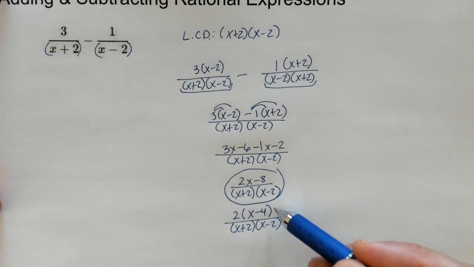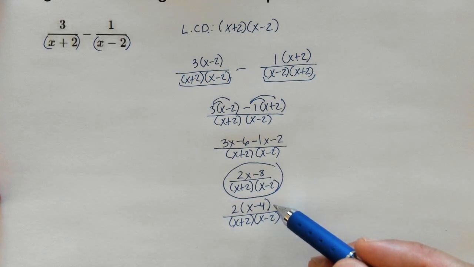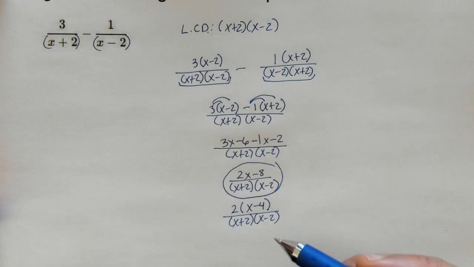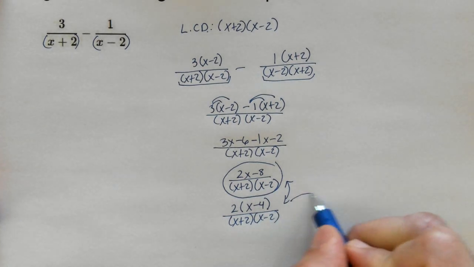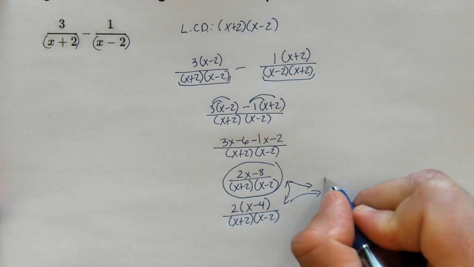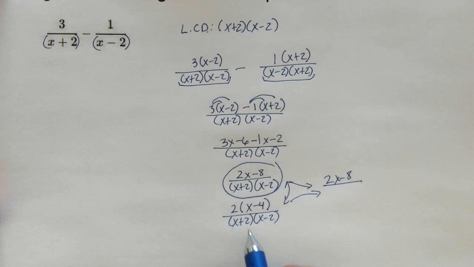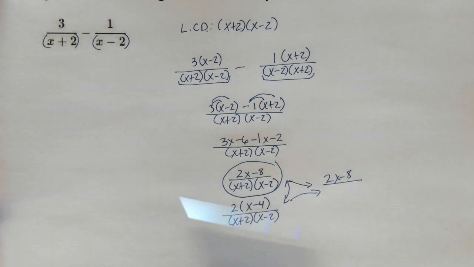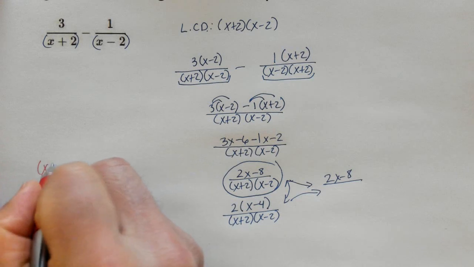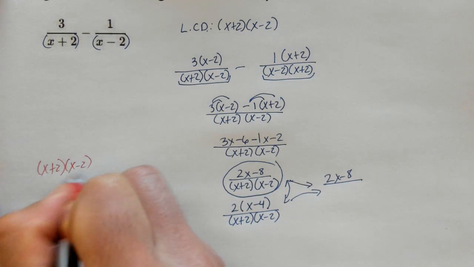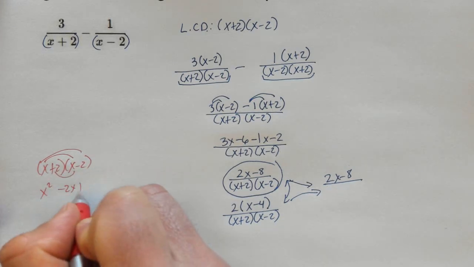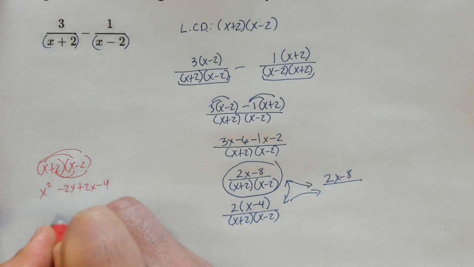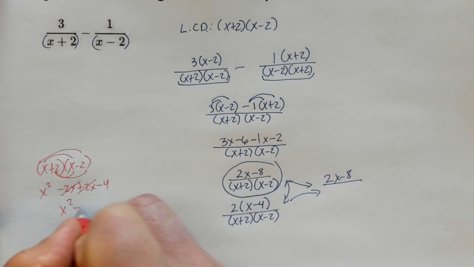I wanted to factor it to see if I could reduce the fraction some more, but it doesn't. So you can write it like this, you can write it like this, you could even write it like this. I said that we have 2x minus 8, and in the bottom, if I wanted to multiply these, I would end up doing the FOIL method, right? I'll do it here on the side so you can see, x plus 2 times x minus 2 could be expressed as x squared minus 2x, positive 2x, and negative 4, which comes down to x squared minus 4.